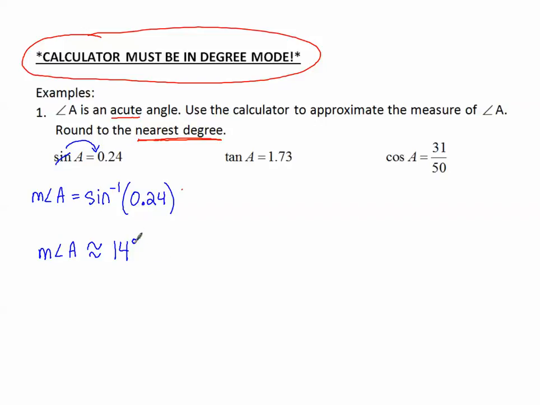Always put degrees in your units. Always put squiggly if you round. Make sure you do those so you don't get any points taken off. This one, I want to move tangent to the other side to get A by itself. Because A is an angle, I write measure of angle A equals inverse tangent of 1.73.